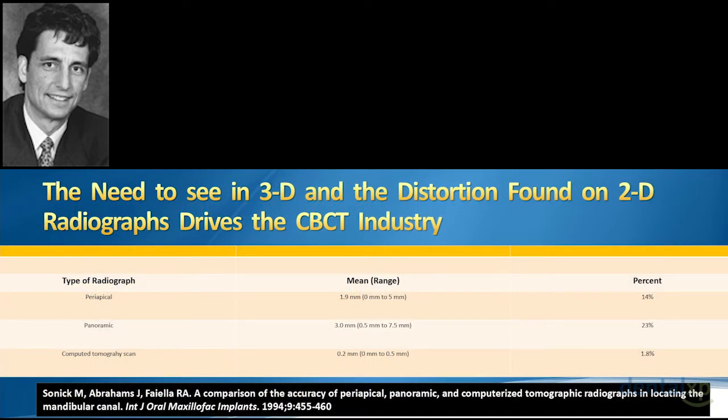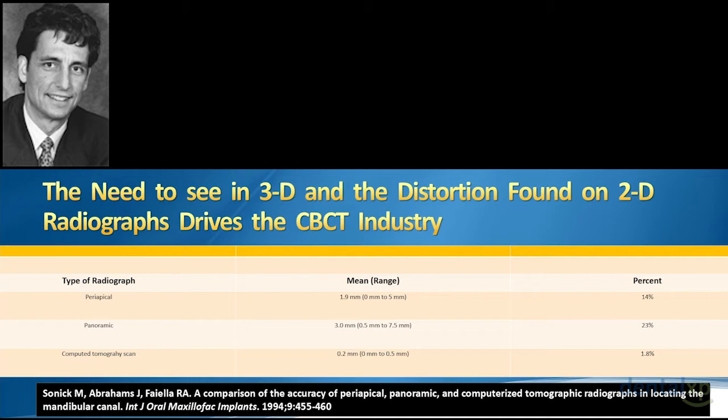So this is a paper by my good friend Mike Sonic. This is 1994. And in 1994, we already knew that we needed CT scans. This is part of why the industry has been driven, is the percent distortion on two-dimensional radiographs. That still exists today, yet people continually will use a two-dimensional radiograph with distortion to treatment plan their implants, and then they get into trouble.